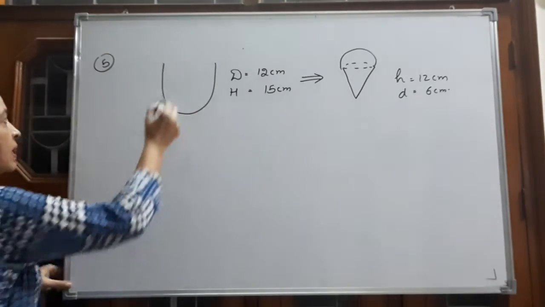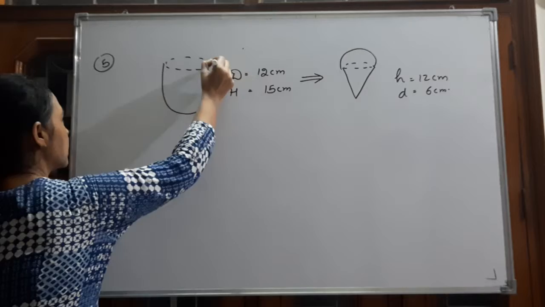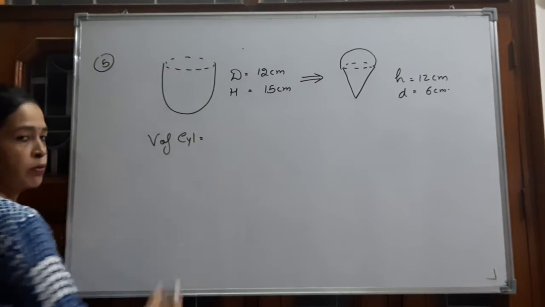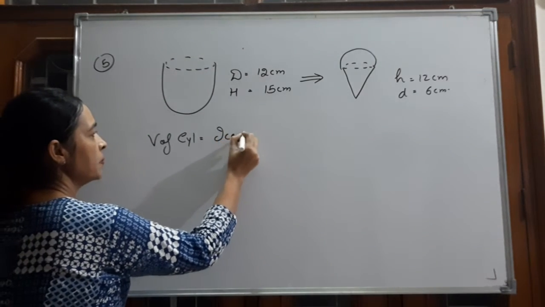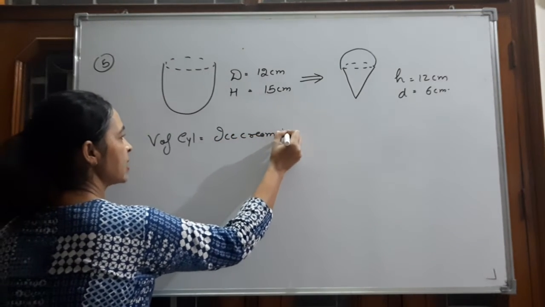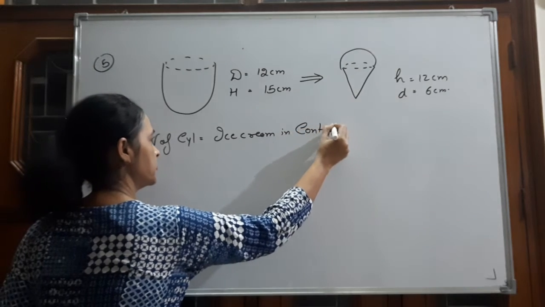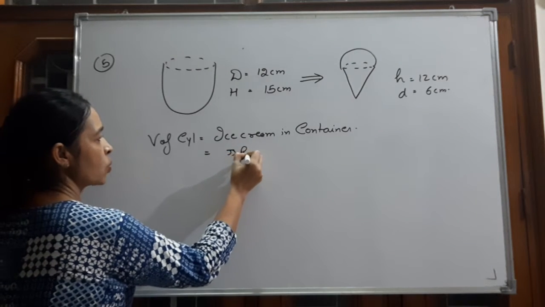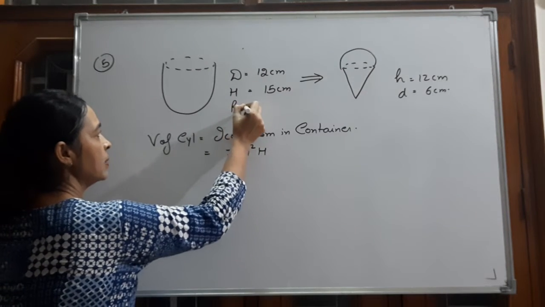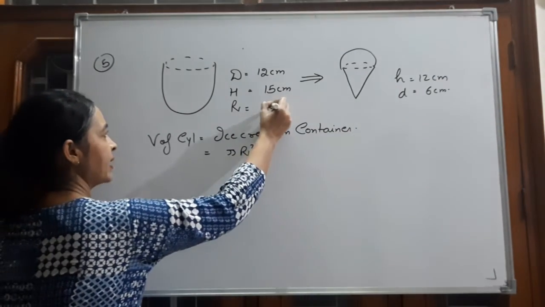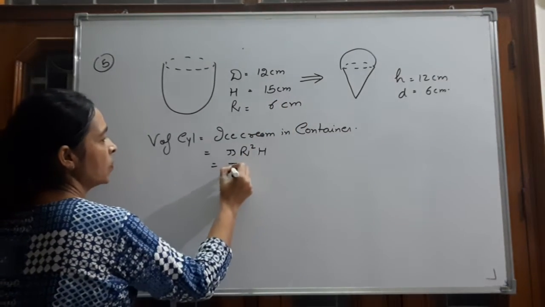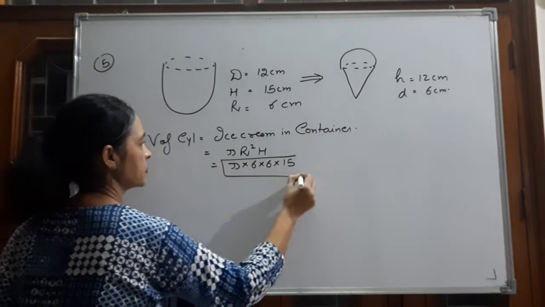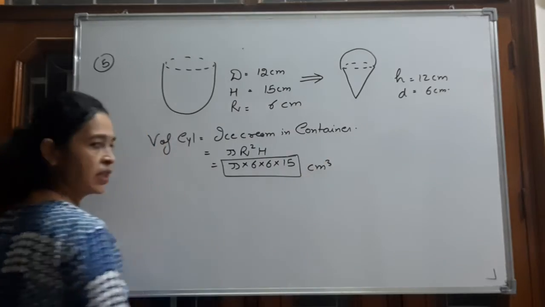How much ice cream comes in this cylinder? How do we get it? By getting the volume of cylinder. Volume of cylinder is the ice cream in the container, and this is pi r square h. What is capital R? Half of diameter, that is 6 centimeters. Pi into 6 into 6 into 15. Keep it like this, centimeter cube.